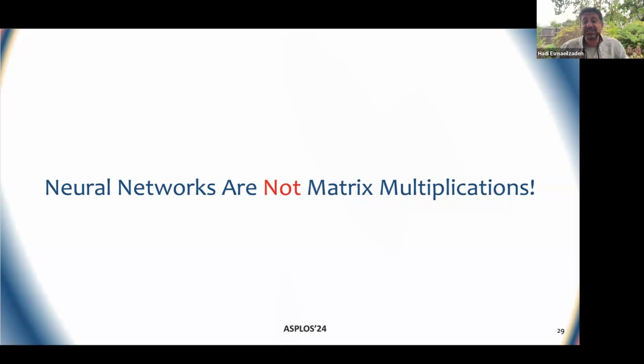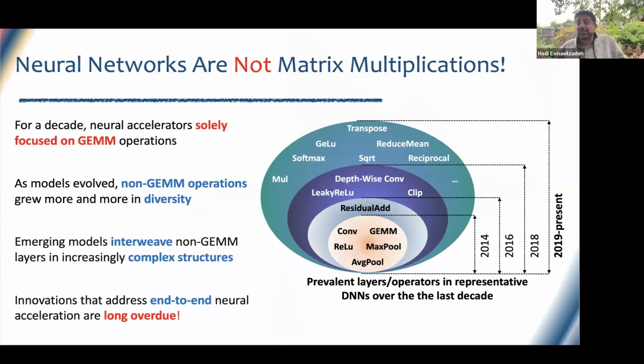Actually, the game has changed, because for a decade, we just focused on accelerating GEM units, because the argument was that more than 99% of the operations inside neural networks are actually vector matrix multiplication in general. And that was kind of true early on, not completely true at the beginning. But as time progresses, we are seeing more non-GEM operations that grow in diversity, and they are intertwined with the GEM.